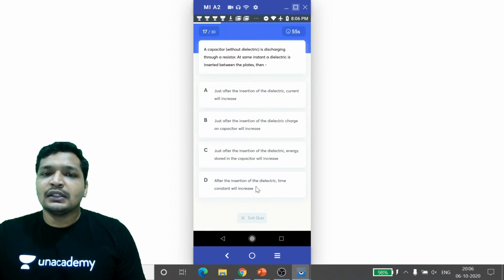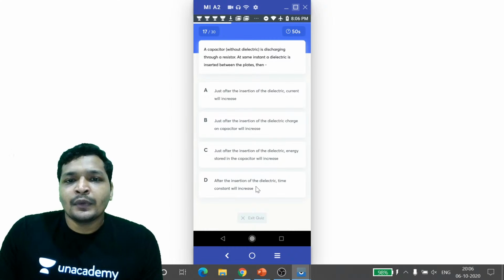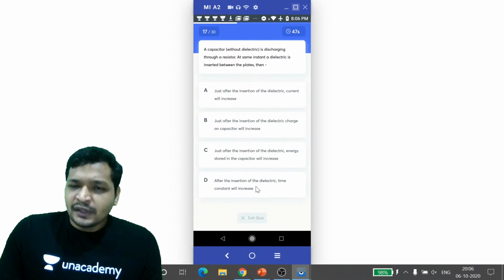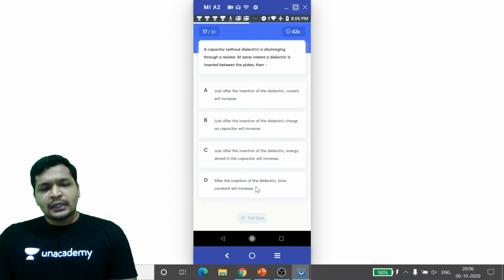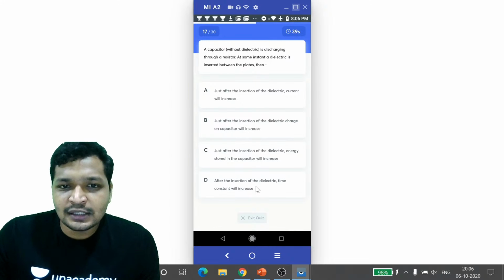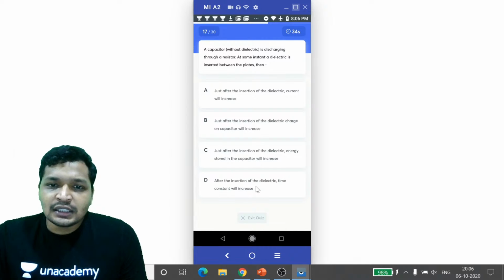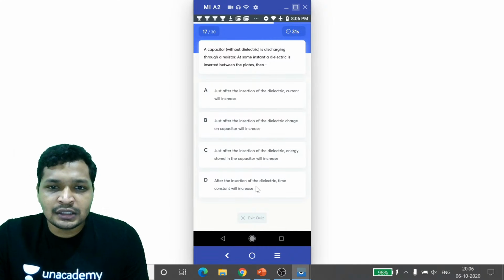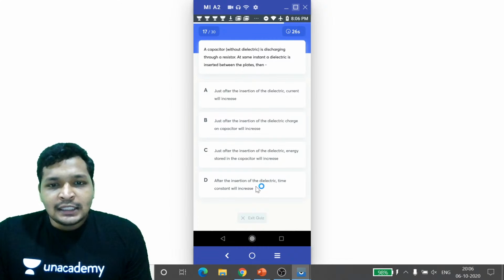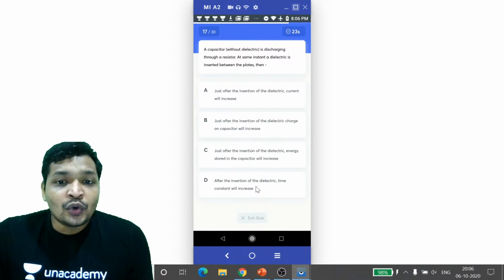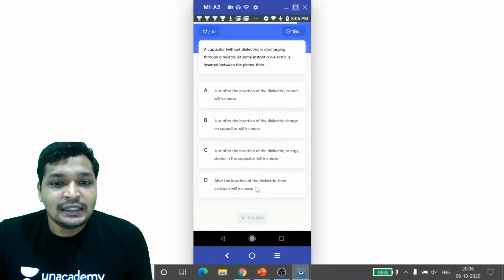Try to understand it. There is no way that you are impacting the charge on it, right? And now the dielectric is being inserted between the plates. So what happens once the dielectric is inserted between the plates? Think about it, because I think if that is told, the answer is told as well. Just after the insertion of dielectric, current will increase. Just after the insertion of dielectric, charge on the capacitor will increase. Just after the insertion of the dielectric, energy stored in the capacitor will increase. After the insertion of dielectric, the time constant will increase.